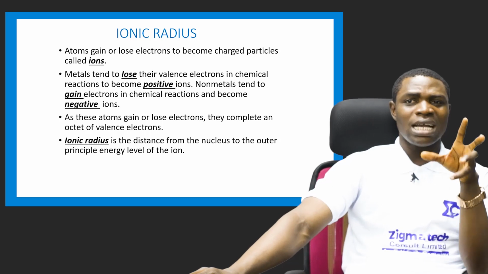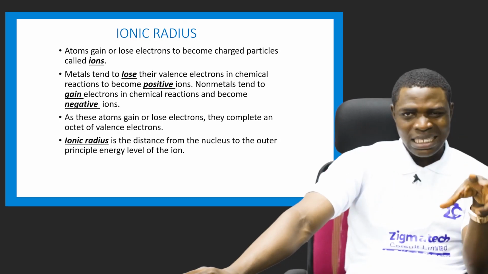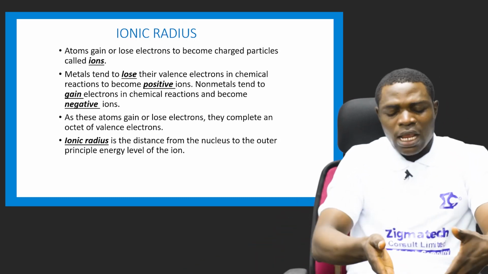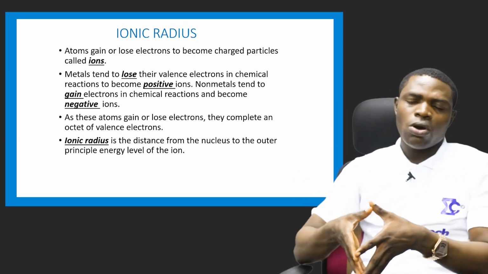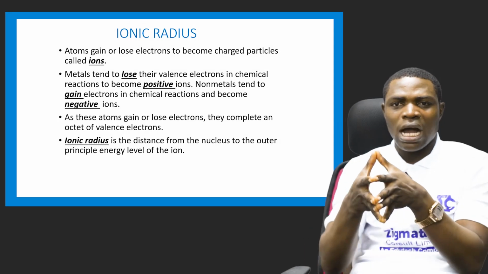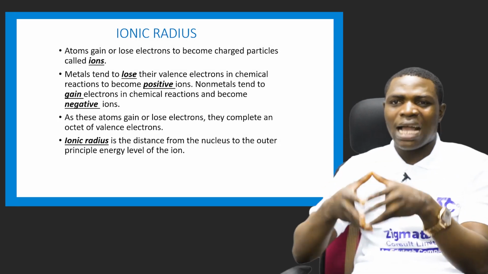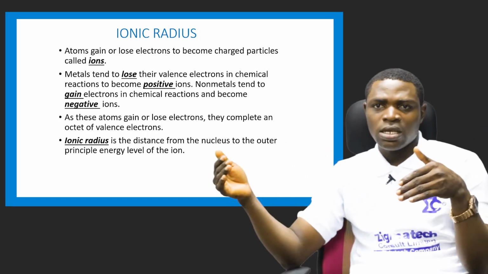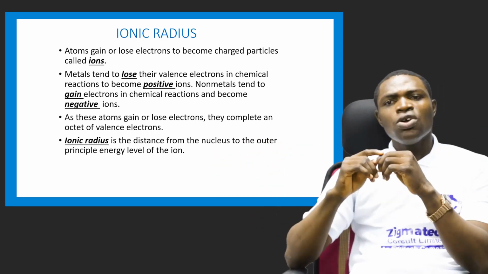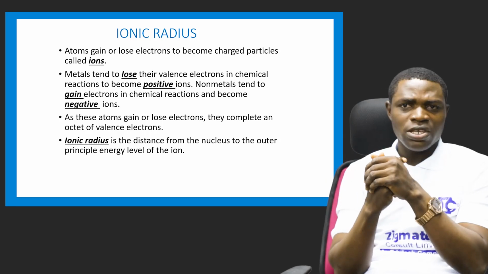Remember, I told you about the atomic radius, the distance within the confine of the nucleus of an atom. So here we are looking at ionic radius. Now, atoms gain or lose electrons to become charged particles called ions. Now you must understand this, please.